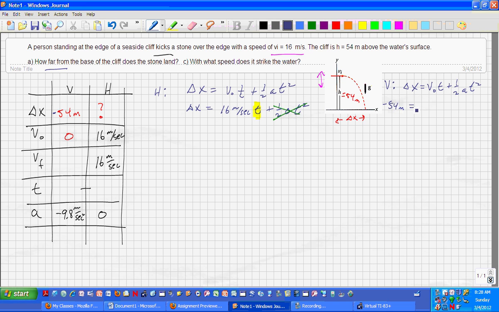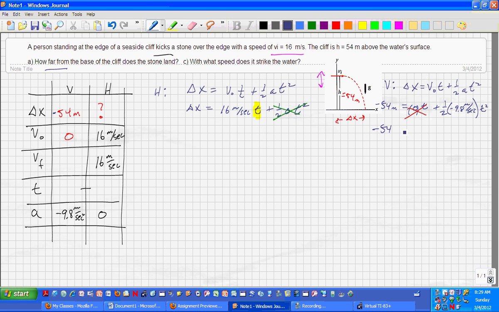Negative 54 meters is equal to V0, which is 0, times time, plus 1/2 times negative 9.8 meters per second squared, times time squared. All right, this goes away, just like before. 0 times anything is 0. 0 times t is 0.